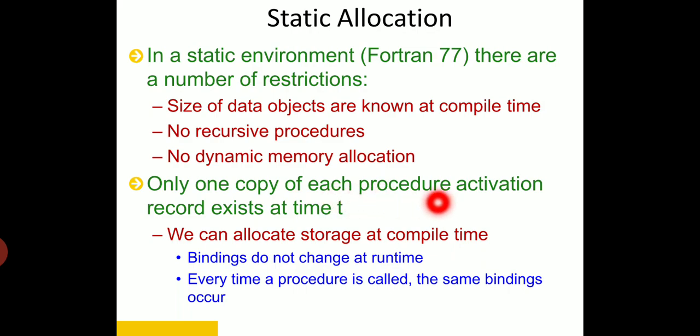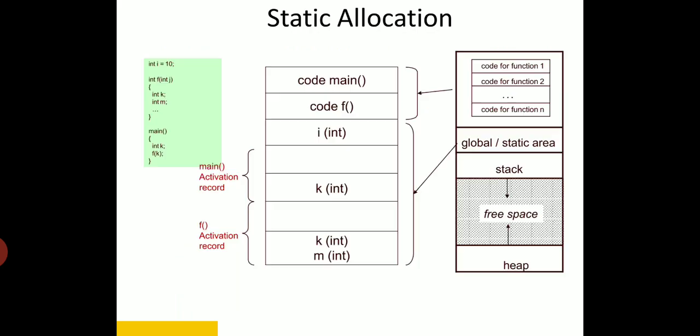Only one copy of each procedure activation record exists at time t. We can allocate storage at compile time. Bindings do not change at runtime. Every time a procedure is called, the same bindings occur. These are the negatives of static allocation. So the next allocation strategy, the stack allocation strategy, will overcome all these negatives.